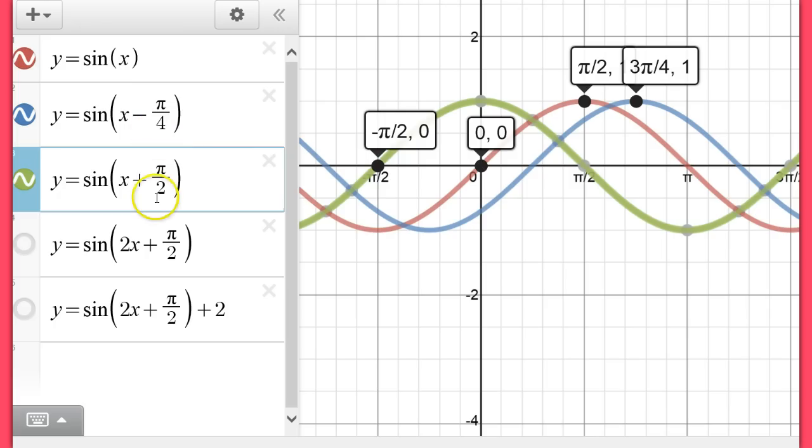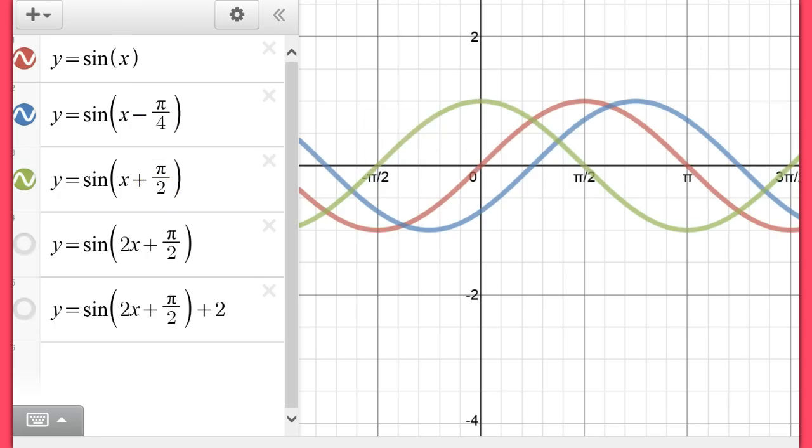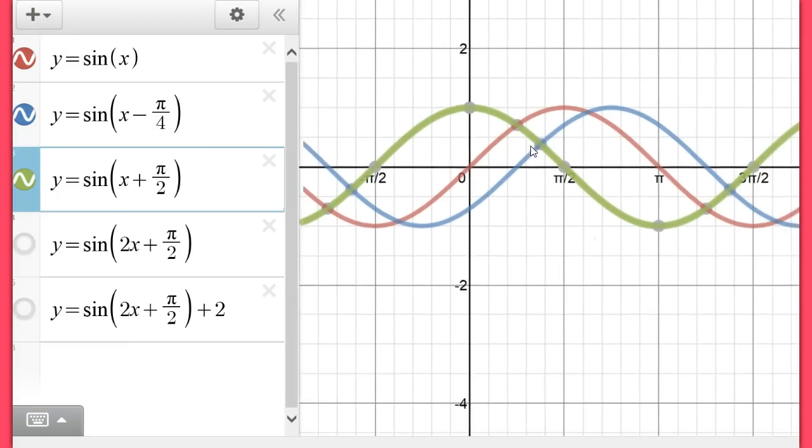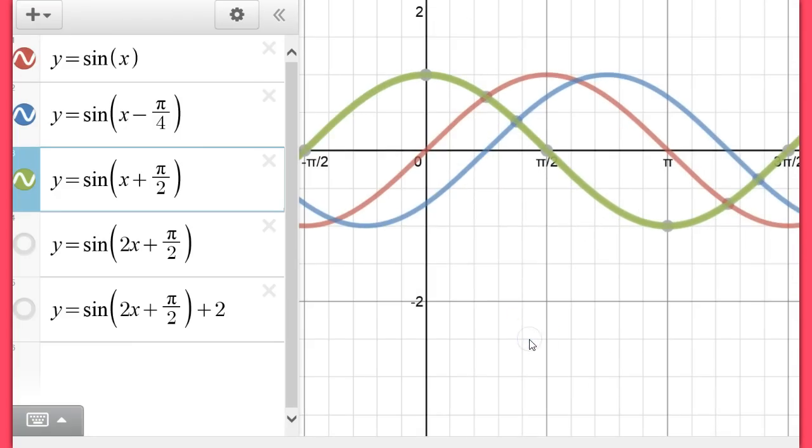Okay, on the inside there. But this is, again, just a horizontal shift. So we haven't seen any type of stretches or shrinks. It doesn't affect our period at all either. If you look, our overall period for these functions is still 2 pi.